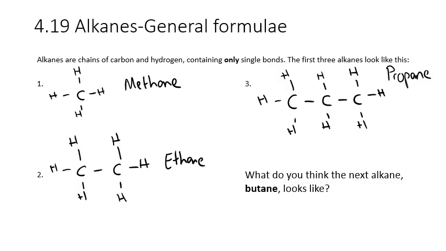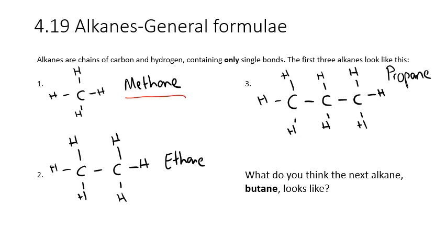So for 4.19, we need to know the general formula of alkanes. Now I have covered this in a previous video, however, since we're doing alkanes now as a whole topic, I'll cover it again. So an alkane is a chain of hydrogen and carbon bonded together, only containing single bonds. So the first three alkanes look like this. The first one is methane. It contains one carbon and has four hydrogens bonded around it.